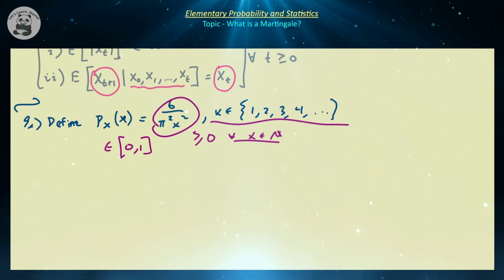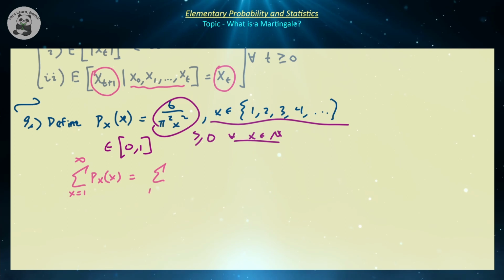But what about the sum of all probabilities? Let's take a brief look at that. The sum from x equals 1 to infinity of p_X(x) should be equal to 1, and if it is, then we have a probability mass function for some random variable X. So that's equal to the sum from x equals 1 to infinity of 6 over pi squared x squared, and obviously 6 over pi squared is a constant, so I can just factor that out.